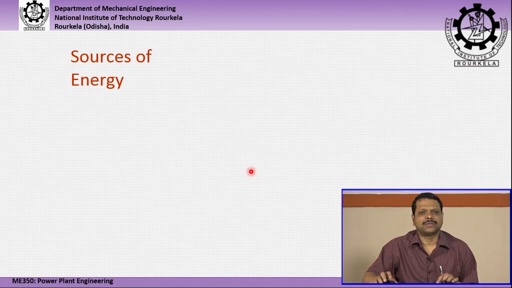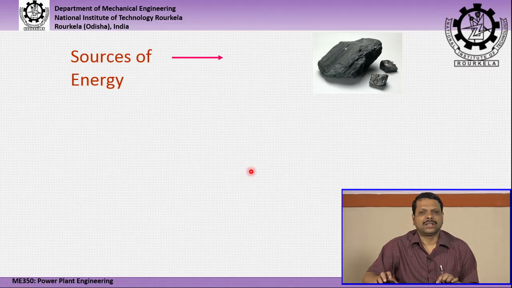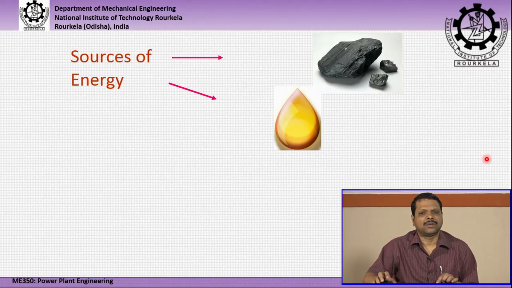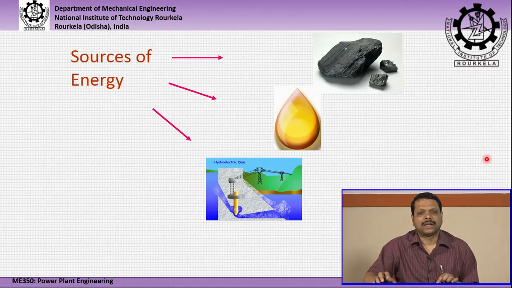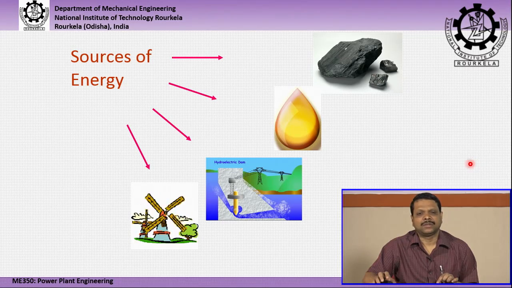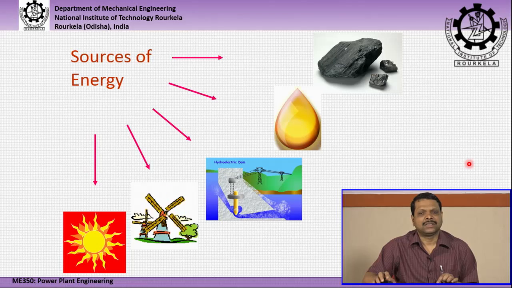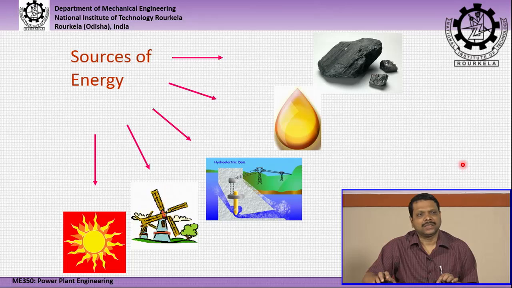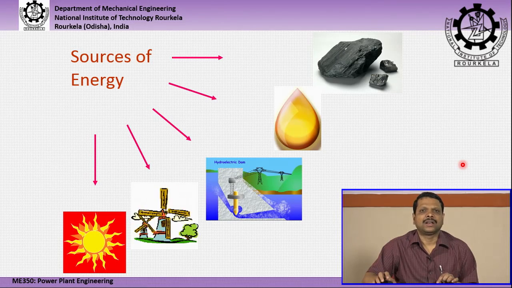There are different sources of energy available for humankind. Coal is the primary source of energy, then oil is another source. Then other sources like hydel energy, wind energy, and solar energy are also available. These are the primary sources of energy used continuously by human beings. In addition, with time, other sources are being developed, like tidal wave energy, geothermal energy, etc.